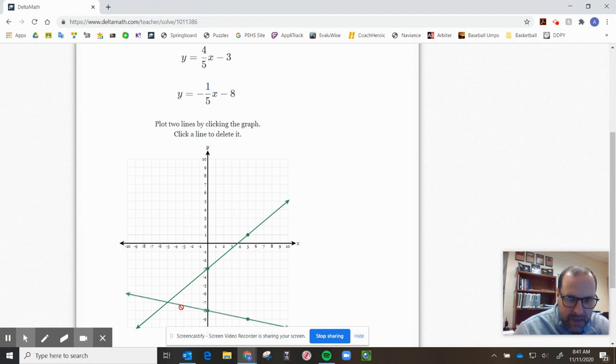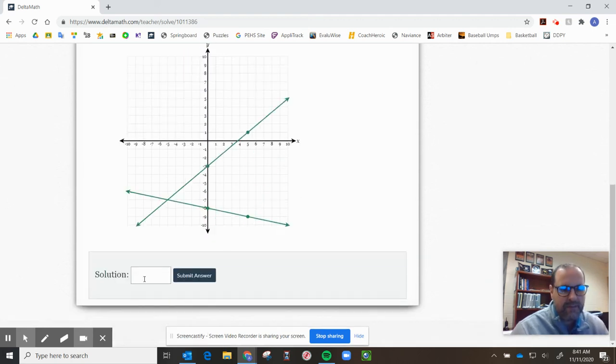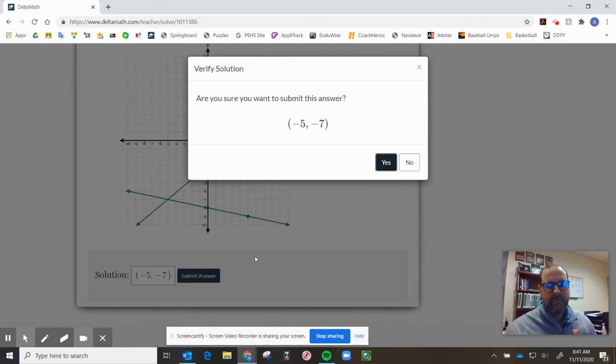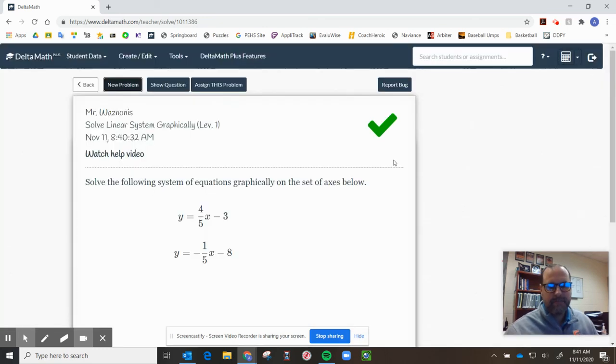And I'm looking at where they cross. I'm at (-5, -7), and that's what I would type in. Make sure you're putting it in parentheses, because it is a coordinate. So I'm at (-5, -7). Bada bing, bada boom, that's it.